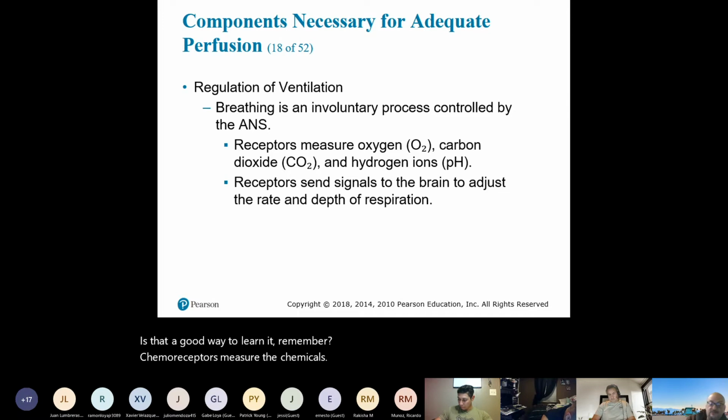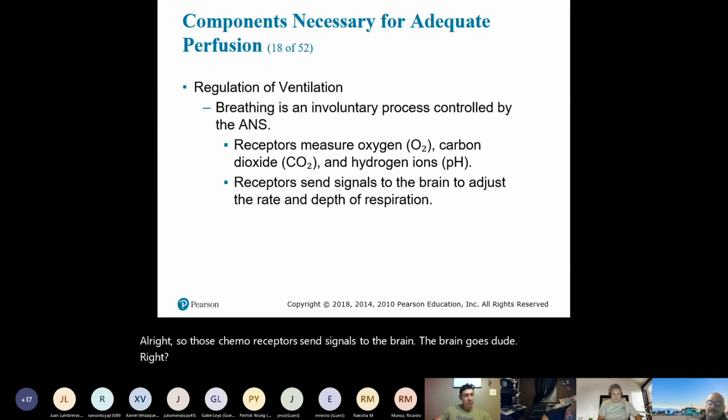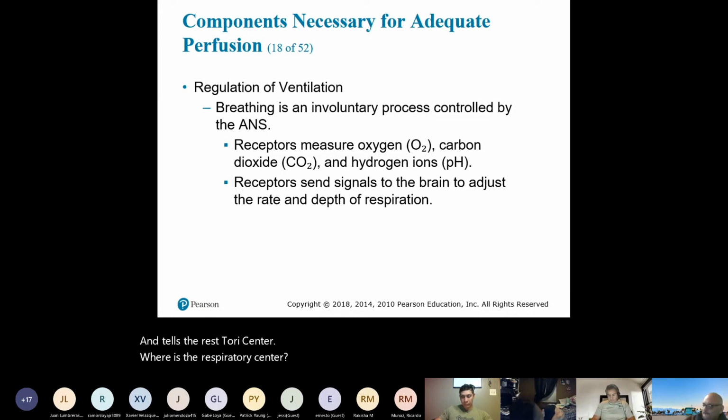All right. So those chemoreceptors send the signals to the brain. The brain processes it and tells the respiratory center. What's the respiratory center at? The brainstem. Medulla. Medulla oblongata. All right. So we breathe faster or slower.